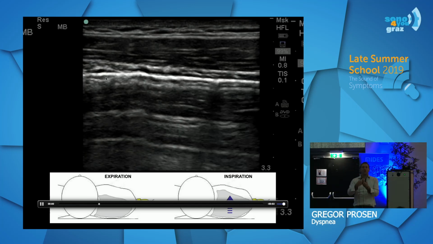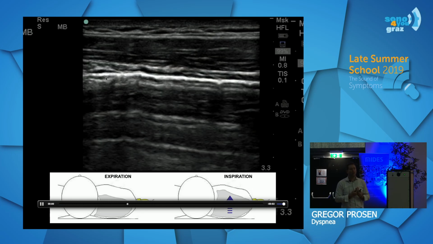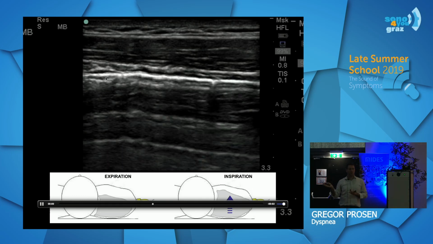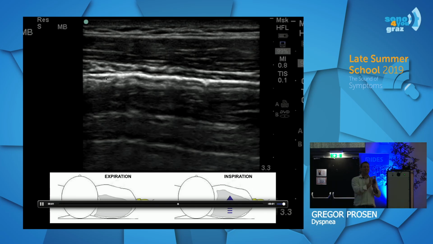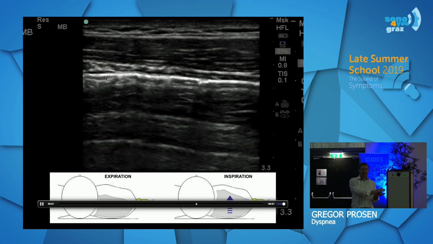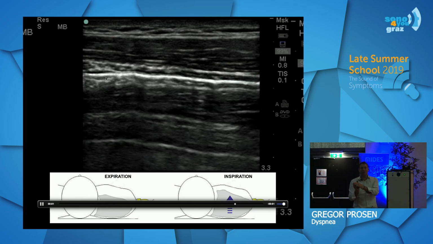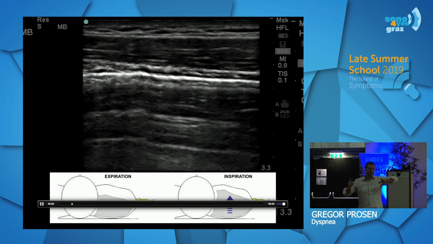What is lung point? It's the edge of pneumothorax. What is the usefulness of lung point? It is absolutely specific for pneumothorax. Okay? So lack of lung sliding is sensitive. You have to have it. But to prove pneumothorax, you have to show me lung point. But there is one caveat.